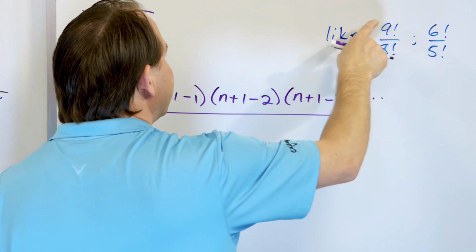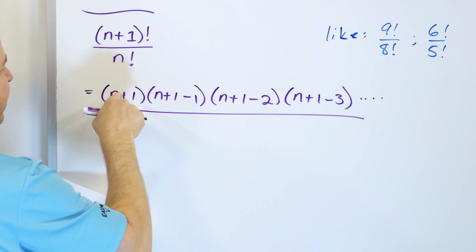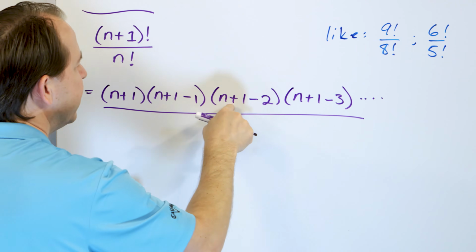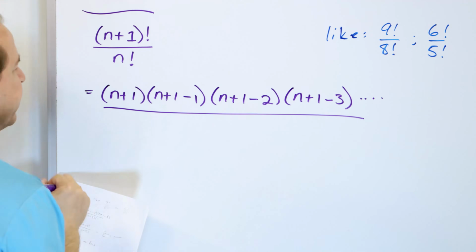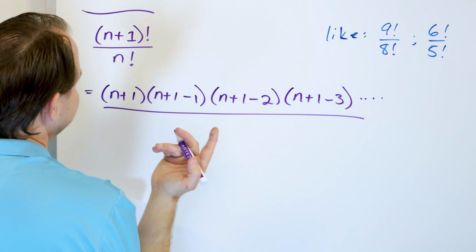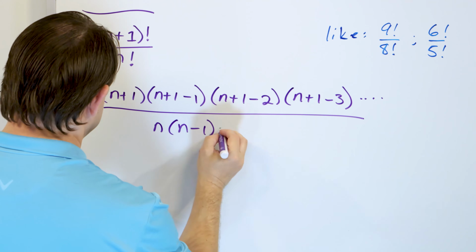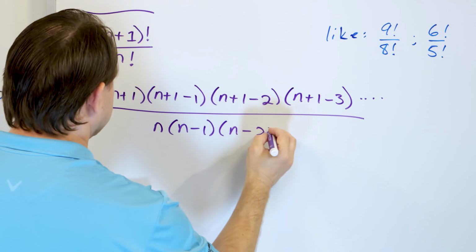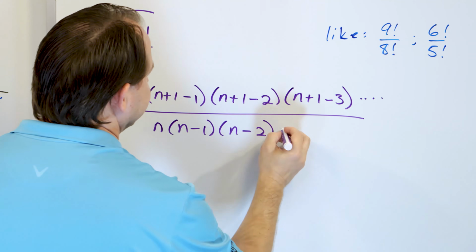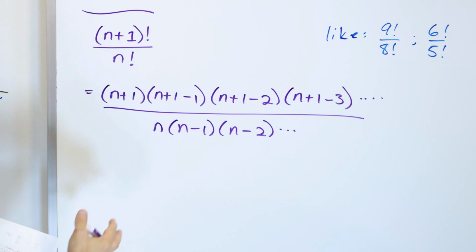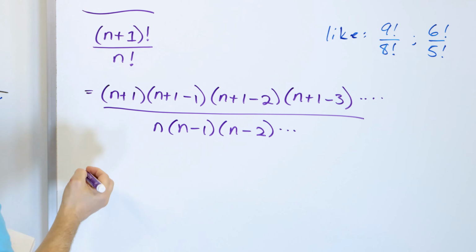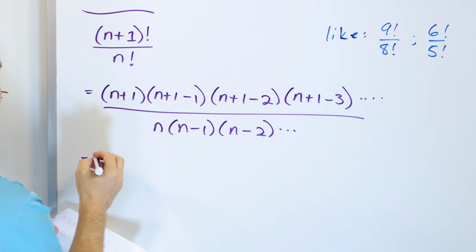Basically, if I do 9 factorial, it's 9 times 8 times 7. Here it's this minus 1, this minus 2, this minus 3. They're all multiplied together. On the bottom, it's n factorial, so it's n minus 1, n minus 2, dot, dot, dot, because you're going to continue multiplying down there. Now, it doesn't look like this is very easy to deal with, but let's continue.